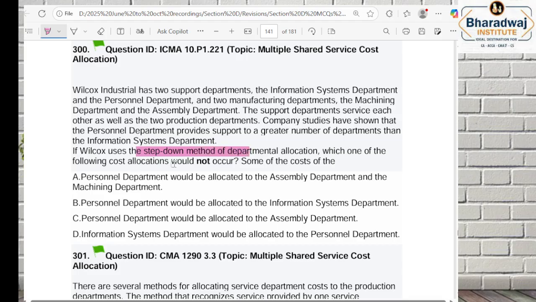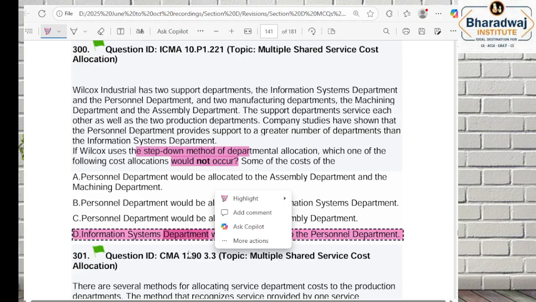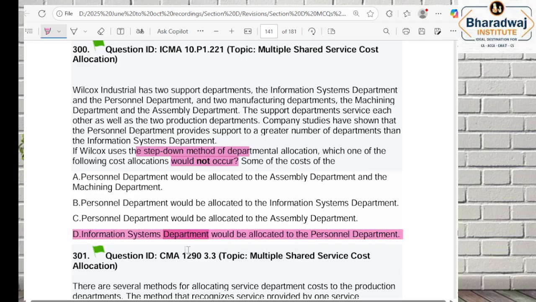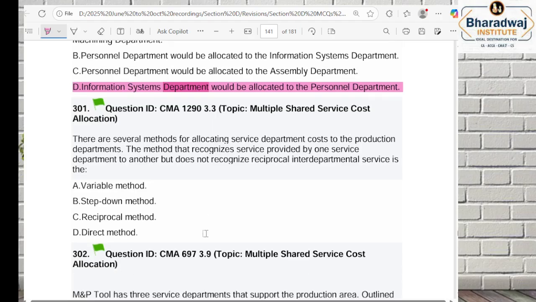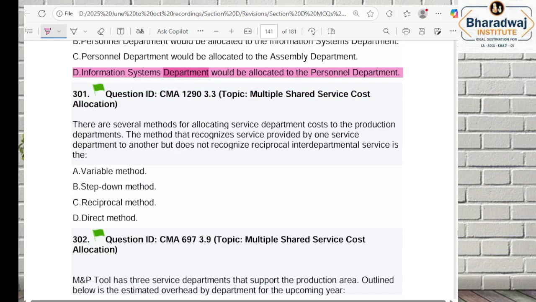Which of the following cost allocations would not occur in this case? Option D, sir. The information system department cost will not be allocated to which department? The personnel department, because we start with personnel. Personnel department cost will be allocated to assembly, machining and information, but not from information department to personnel department. Correct, they asked for the exception.